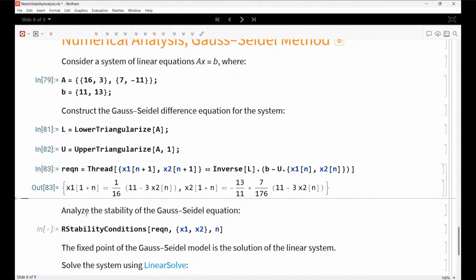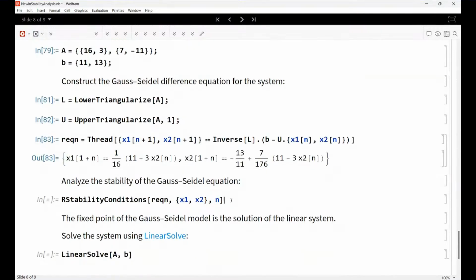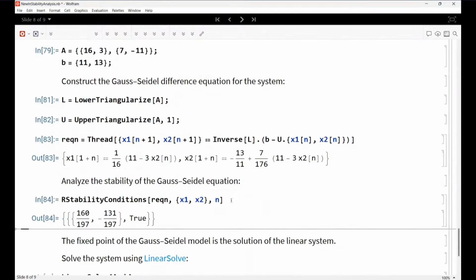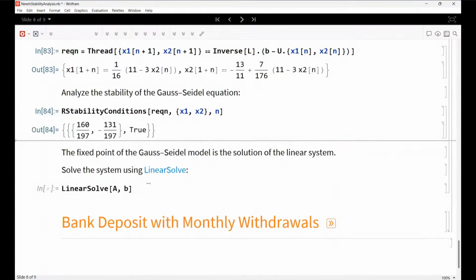Now we can analyze the stability of the Gauss-Seidel recurrence equation using our stability conditions. And we see that we have one fixed point, which is stable. Stability means that the method can be used to solve this linear system, but in fact, we don't need to do that because the solution actually is this fixed point, which we can easily verify using LinearSolve.